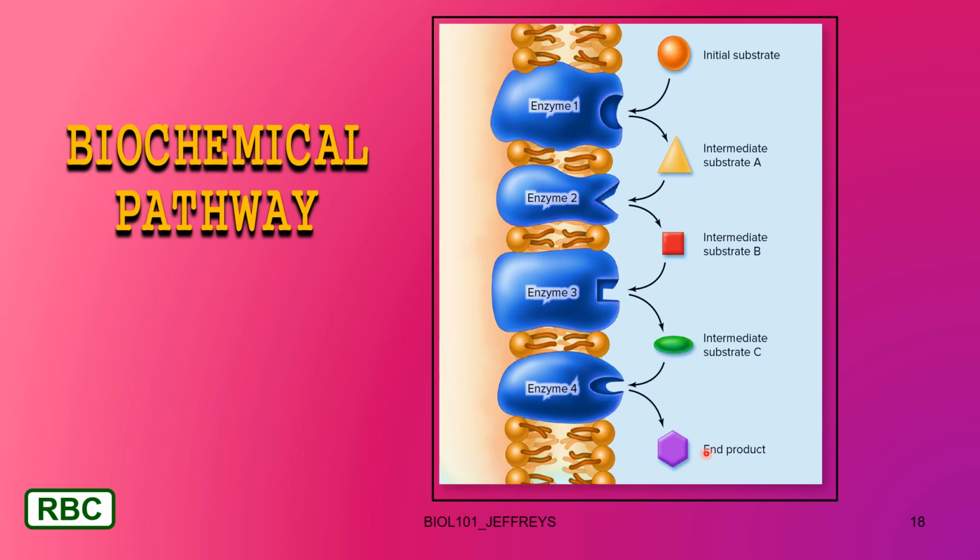But that's a biochemical pathway where the product of the first enzyme is used as the substrate for the second enzyme. The product of the second enzyme becomes a substrate for the third enzyme, and the product of the third enzyme becomes a substrate for the fourth enzyme, with the end product being the useful product.